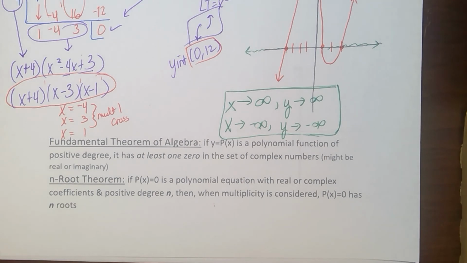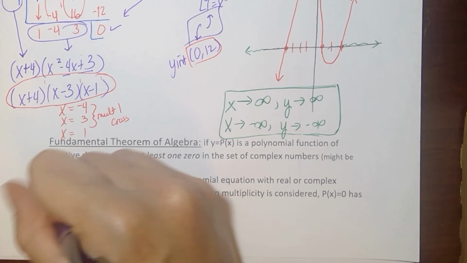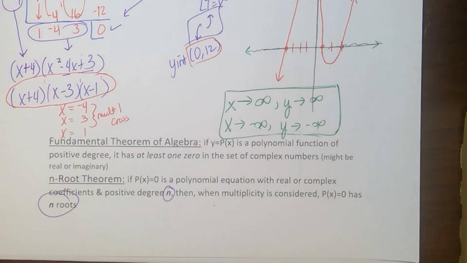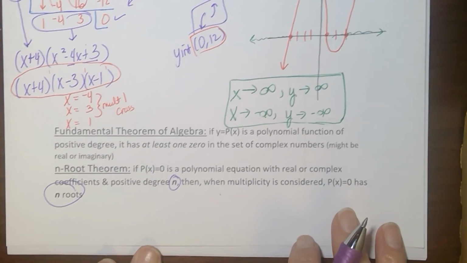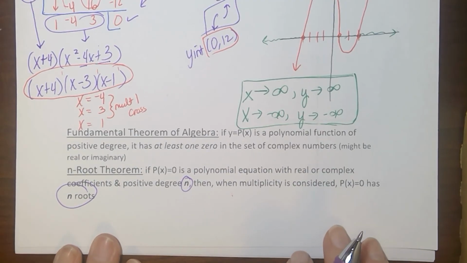Then my n-root theorem, I mentioned this the other day. If p of x equals 0 is a polynomial function with real or complex coefficients and positive degree n, then when multiplicity is considered, my polynomial function has n roots. So basically, the degree of the function matches the number of roots. Now, they won't all be unique necessarily, but they will all be there.